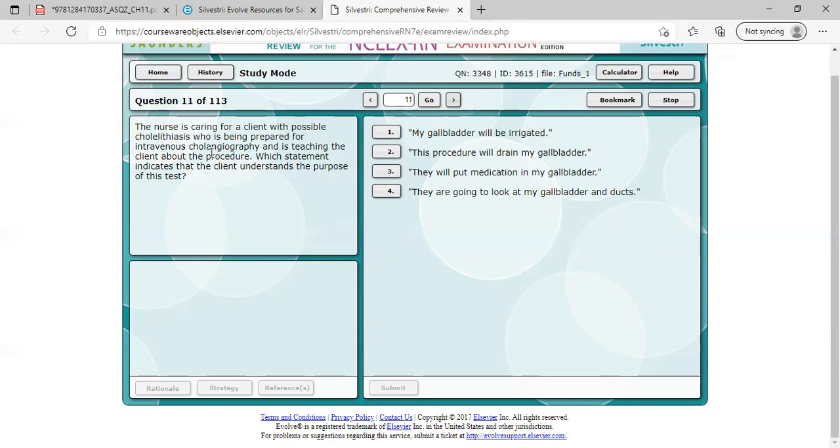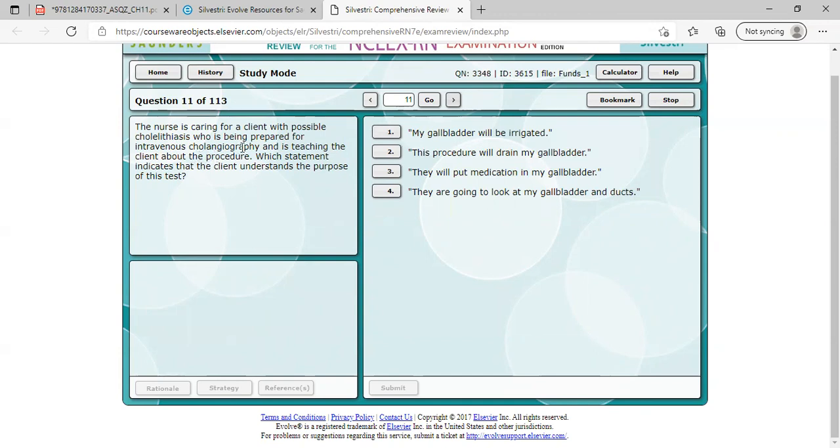So we put something through the biliary system and take the picture of hepatobiliary system, like gallbladder, cystic duct, hepatic duct, common hepatic duct, common bile duct. So about the teaching, which one is correct? It means patient understands the procedure. So what statement indicate that the client understand the purpose of test? My gallbladder will be irrigated.